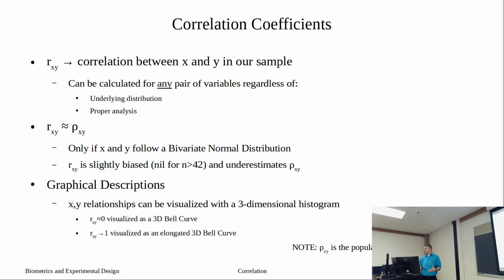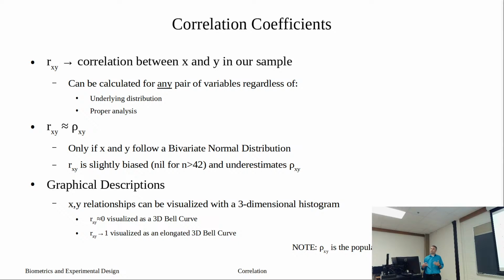If we added another one, like swimming speed, you have length and swimming speed. Those are two different units, but it doesn't matter. Correlation neutralizes that. So for any pair of variables, we can calculate a correlation. Also, we can calculate correlation regardless of the underlying distribution, so they don't have to be normally distributed. You can have one that's normally distributed and the other skewed very heavily to the right. Or you can have one skewed heavily to the right and the other skewed heavily to the left. There is no requirement to calculate this correlation.